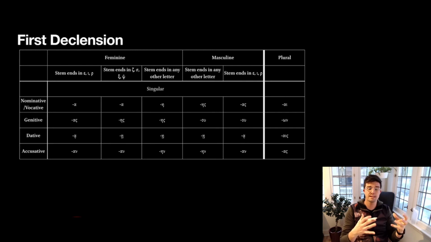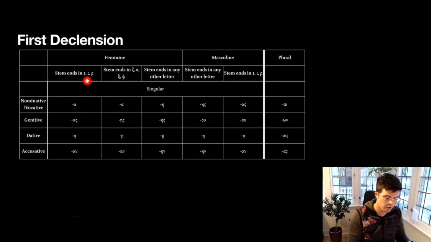Trying to break this paradigm down a little bit further, here I have removed the word stems and have shown you that the words that have their stem ending in epsilon, iota, or rho are going to follow what is often called the pure alpha paradigm.